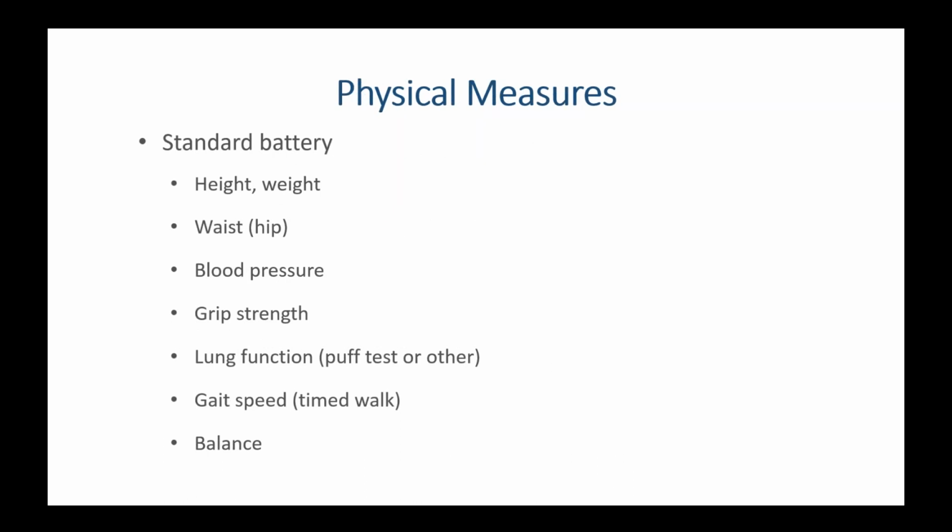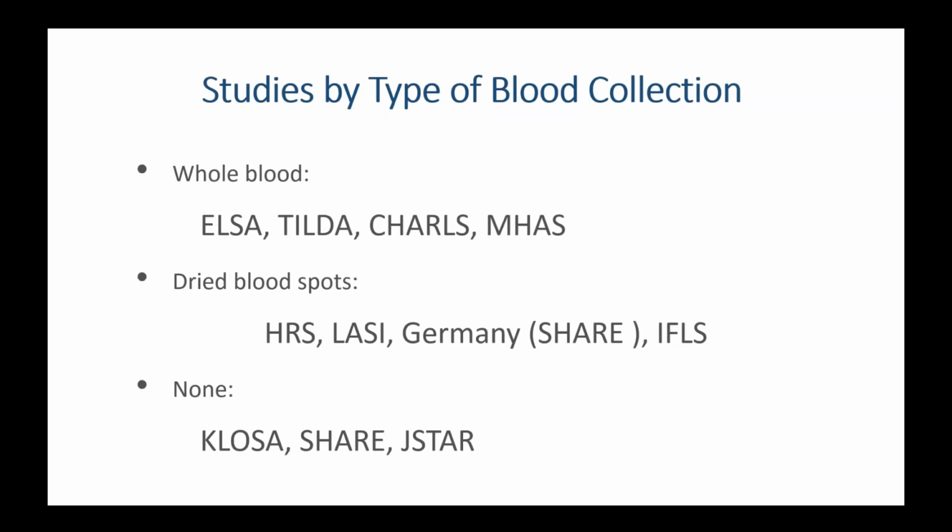So the physical measures are height and weight, waist, blood pressure, grip strength, lung function using a puff test usually, gait speed, so a timed walk, and a balance test, also sometimes a chair raise test. A few of the studies collect blood, so whole blood is collected by ELSA in England, TILDA in Ireland, CHARLS in China, and MHAS in Mexico. And dried blood spots are collected by the HRS in the US, LASI in India, for Germany through SHARE, and in Indonesia through IFLS. And a few of the studies have not yet collected blood.